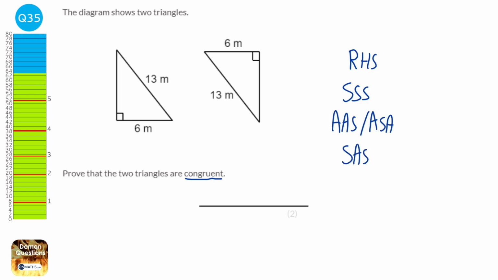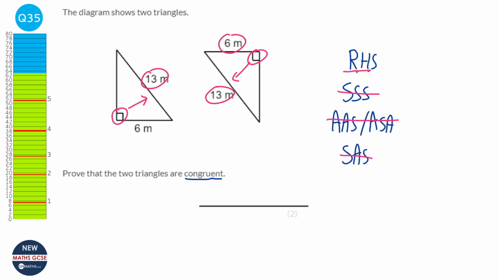In this question we have a right angle. We only have two sides, so we can cross this one out. And if you look, the two sides are next to each other, then the angle. So it's ASS or SSA. So these don't really fit. But the angle is a right angle. So we've got a right angle on both of them. We have the hypotenuse. And we have a different side that are all equal. So the proof here is RHS.